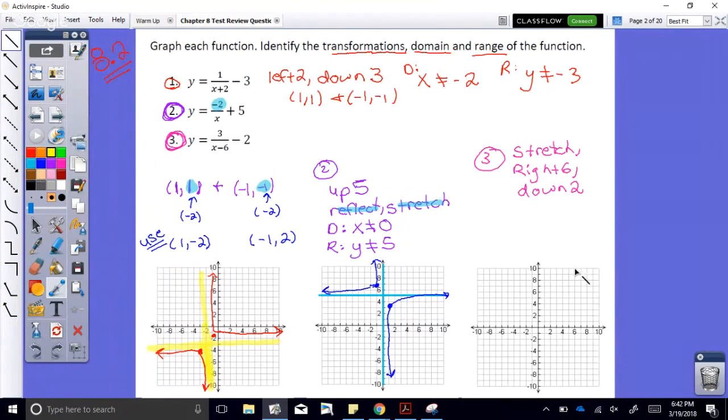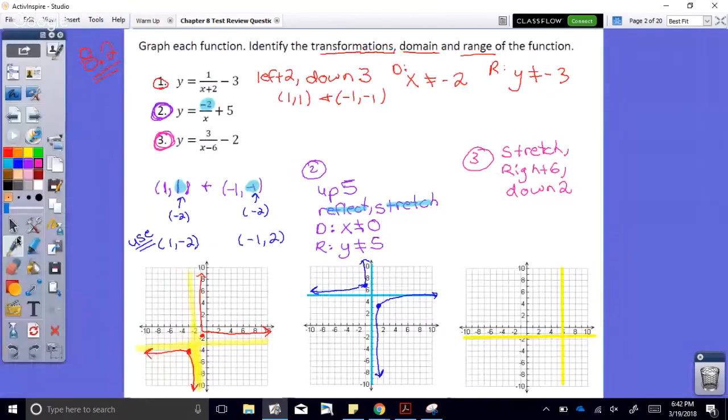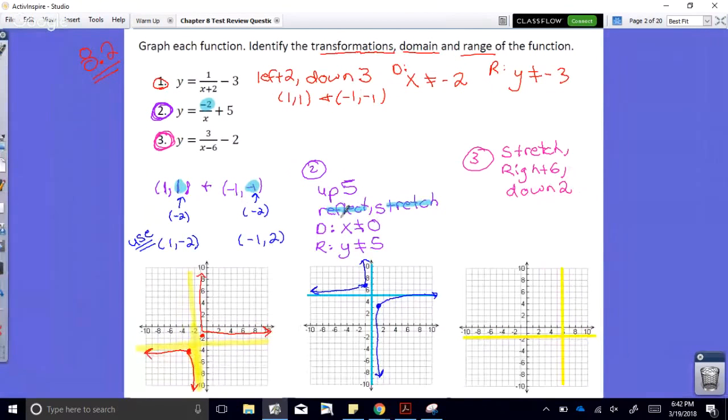Okay, so I'm going to go to the right 6. There's my first asymptote. And it also says it's going to go down 2. So I'm going to go down 2. Okay, so here are my 2 asymptotes. And that accounts for the right 6 down 2.